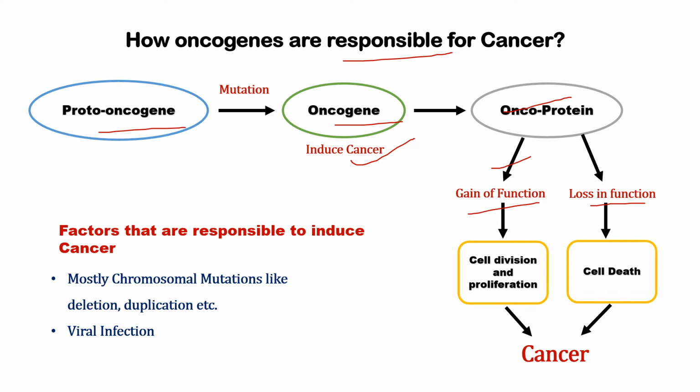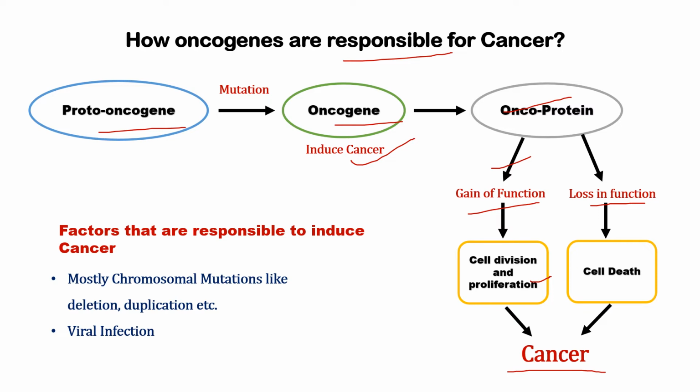So the cell keeps dividing, making new cells and proliferating continuously, and it will not be killed by the normal process of cell death, that is apoptosis. Sooner or later it will turn into a tumor, and that tumor will turn into a malignant tumor, and that will ultimately cause cancer in our body. So these oncogenes are responsible for causing cancer in our body. And what are oncogenes? Oncogenes are the mutated version of proto-oncogenes.